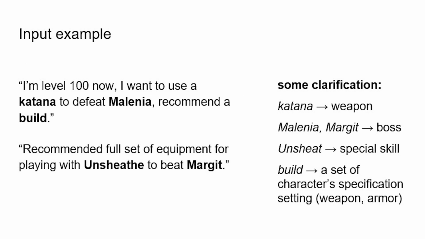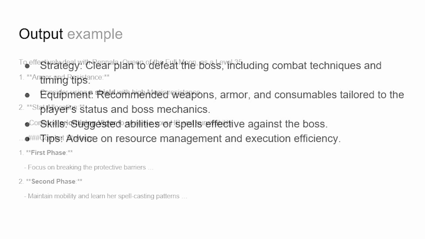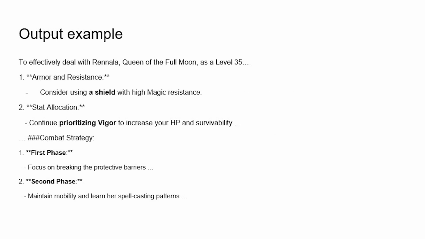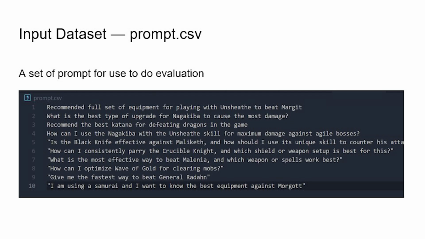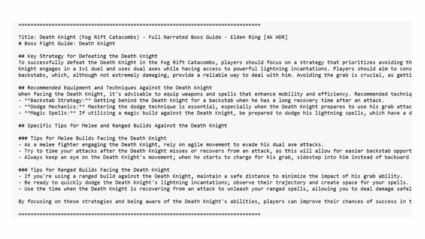In this example, we have provided the weapon data, the weapon name, the boss name, and the goal. It will come up with the output with modules of strategy, equipment, skills, and tips in a good readable format. And this is how it looks. We have also come up with the input data set for evaluation, which contains several different questions that people may ask. To achieve this, we are calling the YouTube transcript API for grabbing transcripts and using GPT to clean the data. And this is one clip of our clean data.